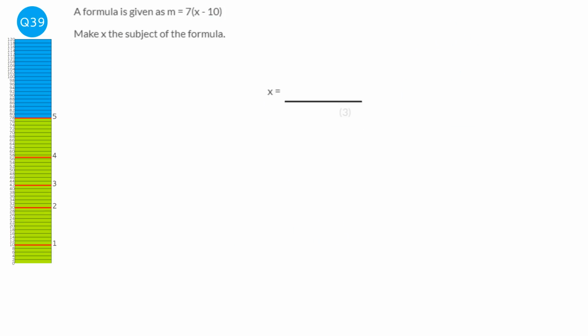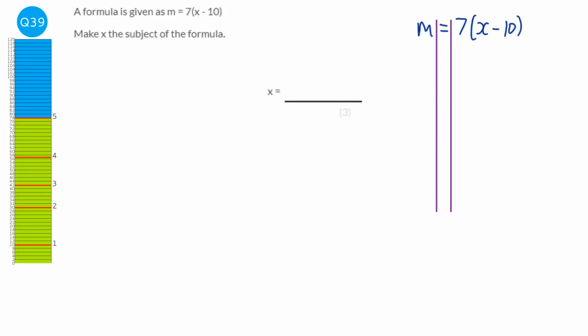So we're going to start just by writing this out. So m equals 7 brackets x minus 10. And we're going to put our solving lines in. I'm going to start by expanding the brackets. We could divide both sides by 7, but I think this is a bit easier.